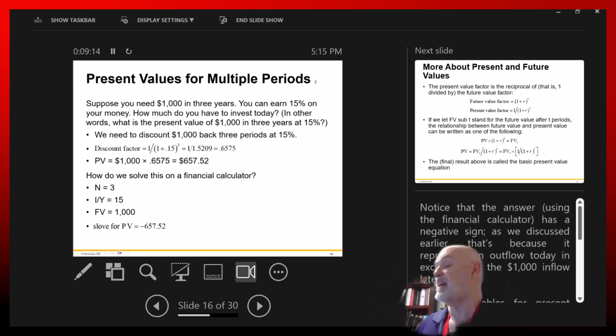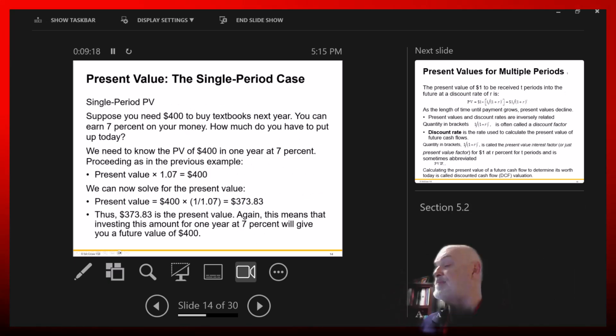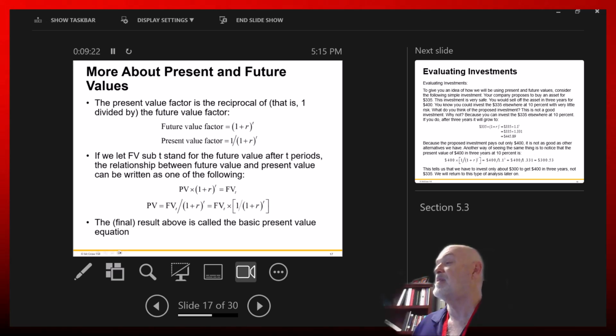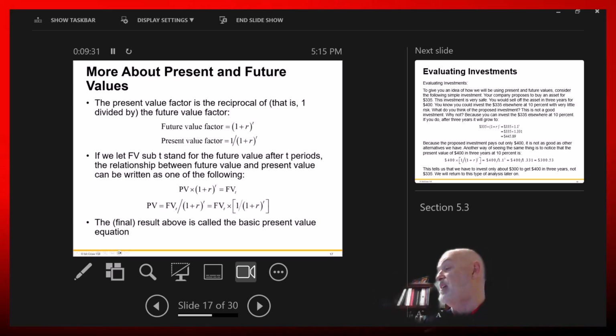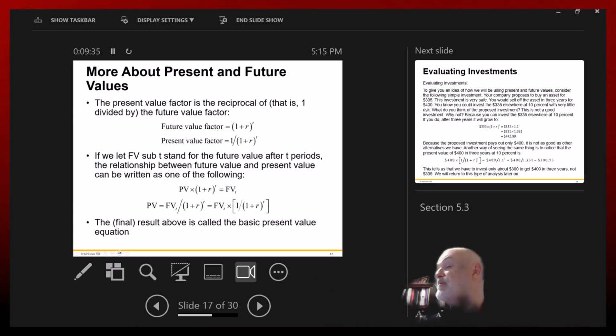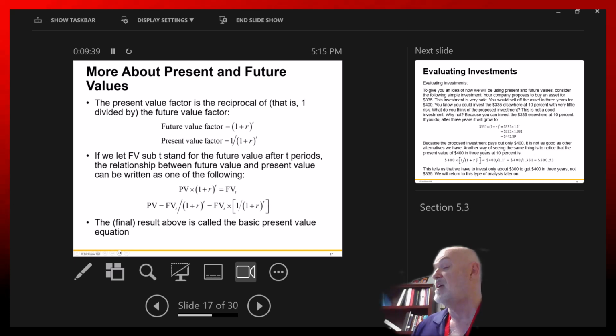How do we solve this on a financial calculator? Let's do that. The present value factor is the reciprocal of, that is, 1 divided by, the future value factor. If we let future value sub T stand for the future value after T periods, the relationship between future value and present value can be written as one of the following. So that's here on the chart. The final result above is called the basic present value equation.